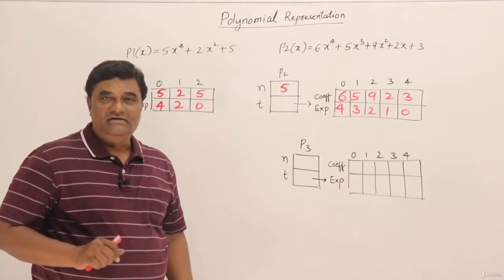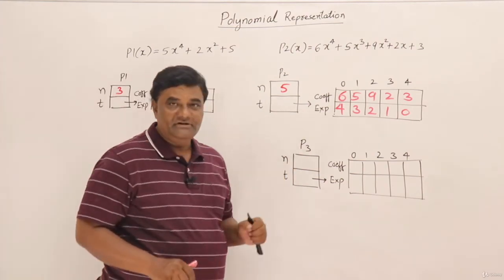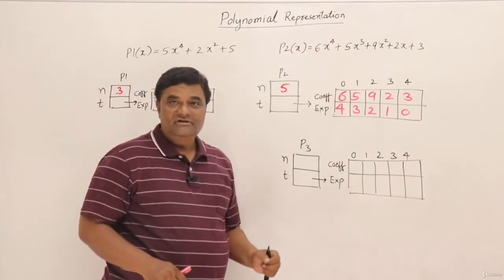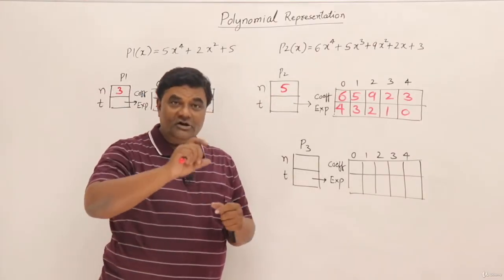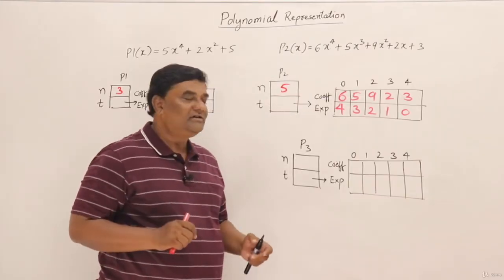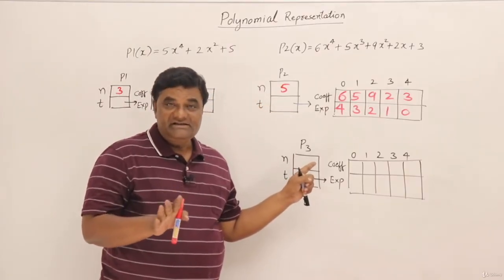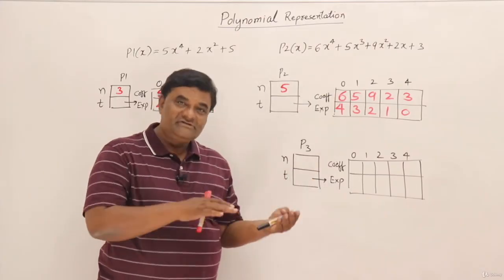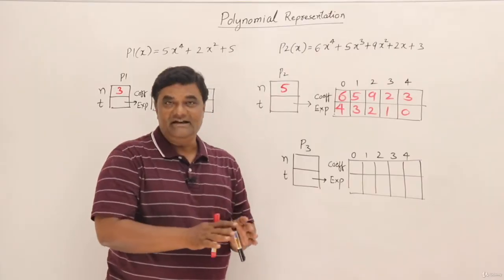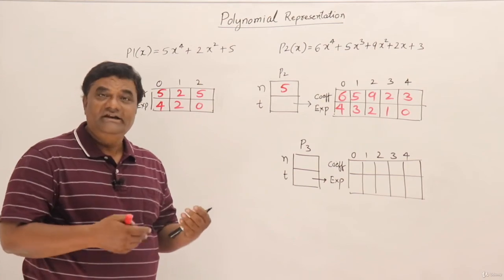Now let us see how to add. The first thing is how many terms will be there in this third polynomial. How many terms here? 3. How many terms here? 5. Terms with common power will be added. If nothing is common, then maximum how many terms will be there? 3 plus 5, 8 terms. Maximum 8 terms are possible. If some terms have common power, they will be added, so the number of terms may be less than or equal to 8. That I can know only after adding.